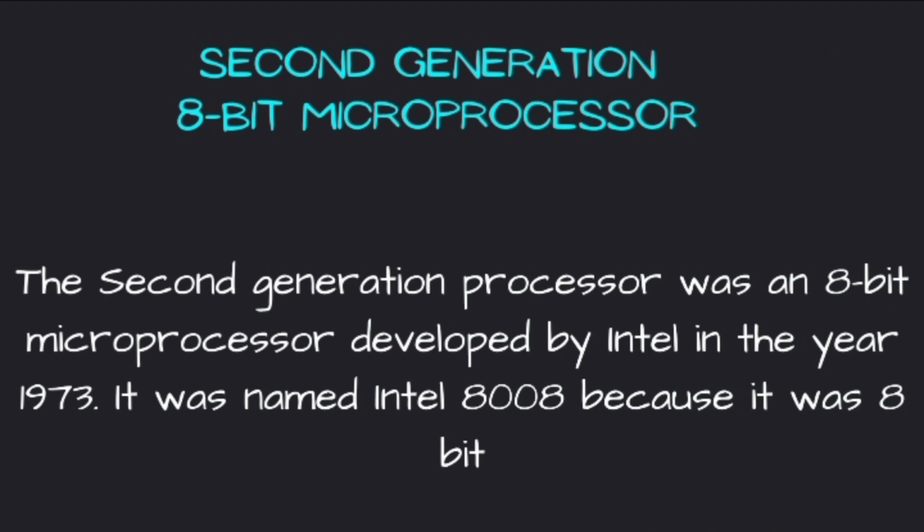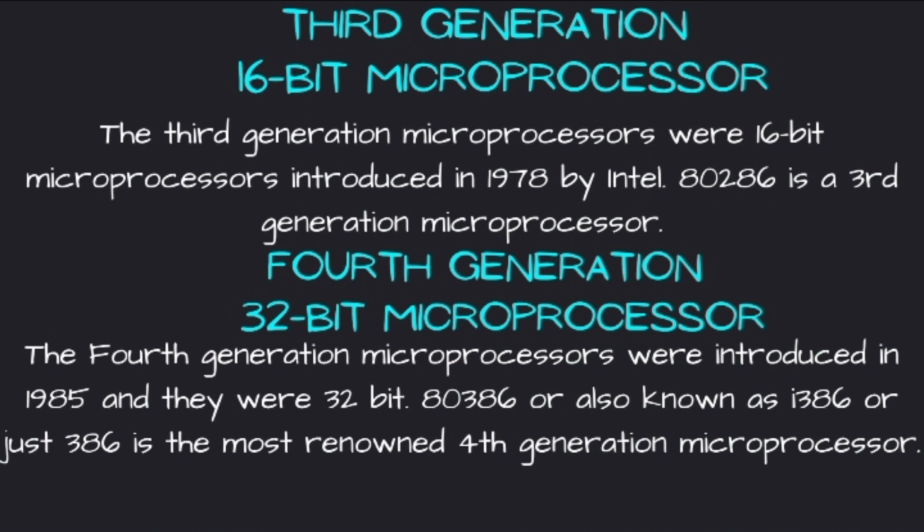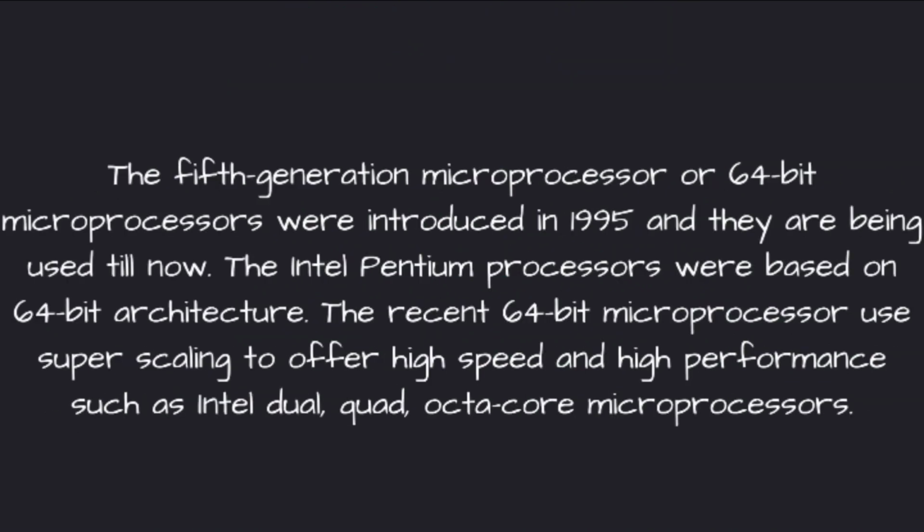Then the third and fourth generations: the third generation microprocessors were 16-bit, whereas the fourth generation is 32-bit. The numbers differ as 80286 and 80386 for the third and fourth. Then the last generation is the fifth generation, which is a 64-bit microprocessor, named the Intel Pentium microprocessor. Pentium is what we use currently. It has high speed and high performance compared to the earlier generations.